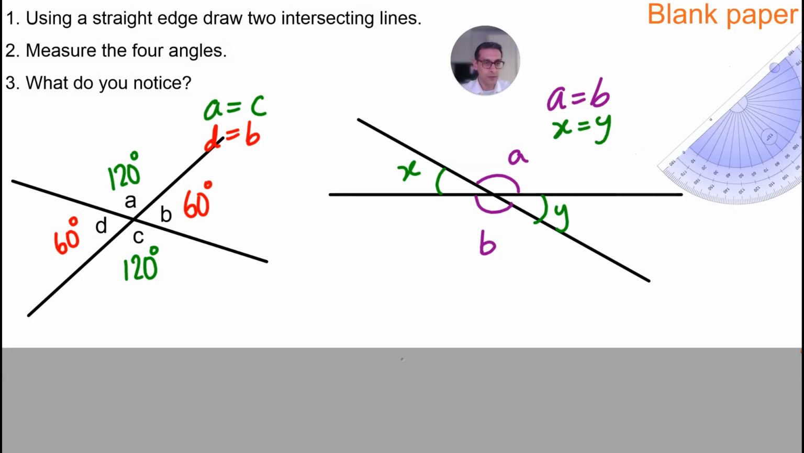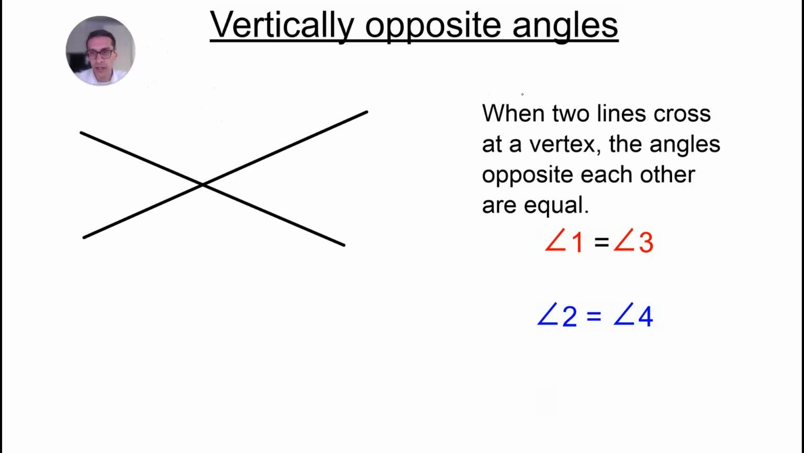Now, there's a special name for this when you've got two lines that intersect each other at a vertex. You can probably guess what it is from the name of the video. They are vertically opposite angles. So when two lines cross at a vertex, the angles opposite each other are equal.